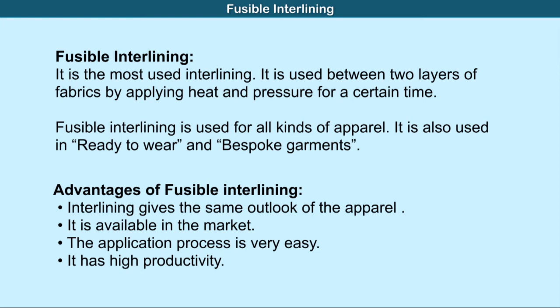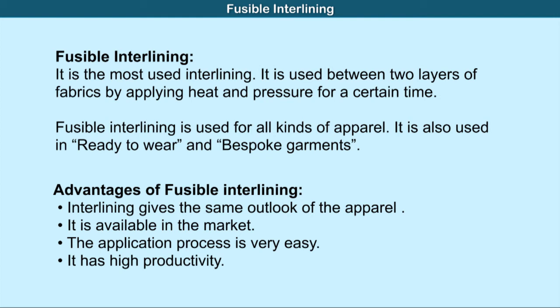Fusible interlining is used for all kinds of apparel. Also, it is used in ready-to-wear and bespoke garments. Fusible interlining is popular for some advantages which are mentioned below. To get similarity among the apparel, interlining gives the same outlook to the apparel. Fusible interlining is normally available in the market. The application process is very easy. It is also very productive.